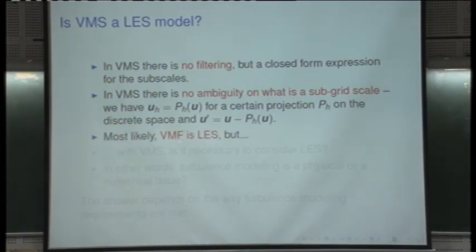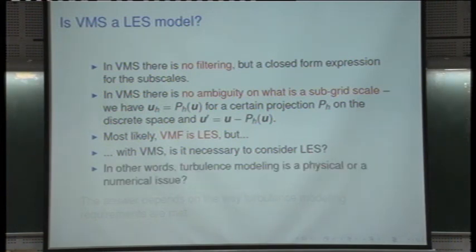Most likely, I will explain that later, variational multiscale, sorry about that, that should be S, variational multiscale is a large eddy simulation model, but the point is, and we will further talk about this, when you have variational multiscale, is it necessary to consider an LES model? We will further talk about that. In other words, is turbulence modeling a physical or a numerical issue? This looks a little bit philosophical, but it is like it is. I mean, it is still not clear what turbulence modeling is.